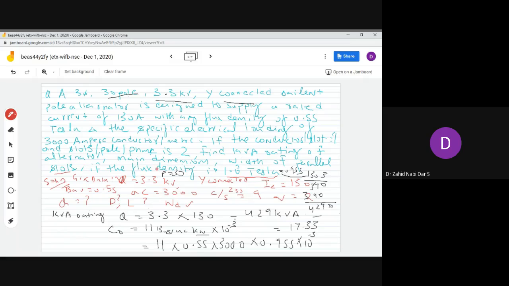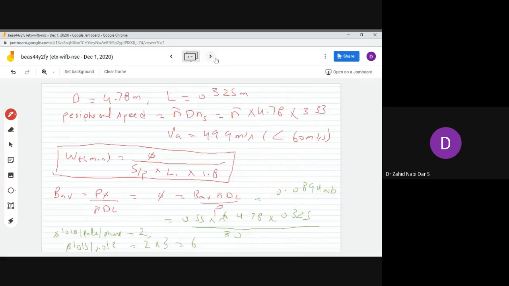Now here, if you carefully notice, the flux density is changing, 1.8 Tesla. So it's mentioned over there. That is why when we were calculating, we had to incorporate this width also. When we went for the minimum width, we have to incorporate the Bav value also. So WT minimum was phi divided by S by P plus Li into 1.8 over here. If you see here, over here 1.8, I thought I missed this point. So this is 1.8 over here.